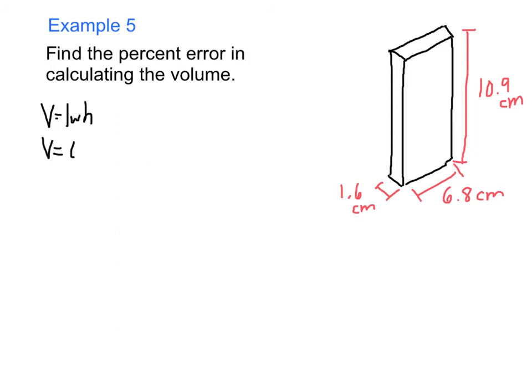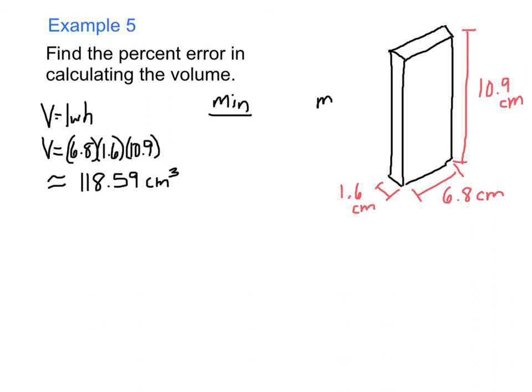Step 1, find the actual volume. So you're going to take 6.8 times 1.6 times 10.9. If you did this, you would get approximately 118.6, or if you wanted to round to the nearest hundredth, 118.59 cubic centimeters. Now you're going to see why we're doing it to the nearest hundredth, because here's what's going to happen. We now have to find a minimum value and a maximum value.